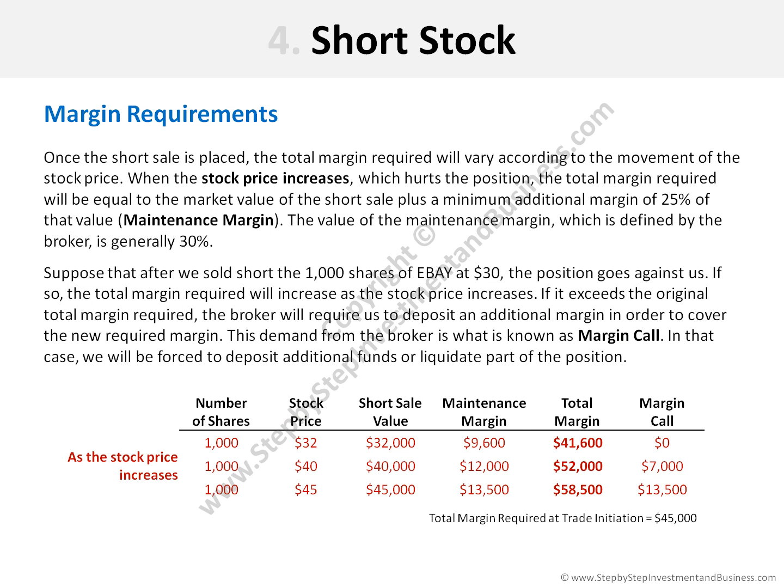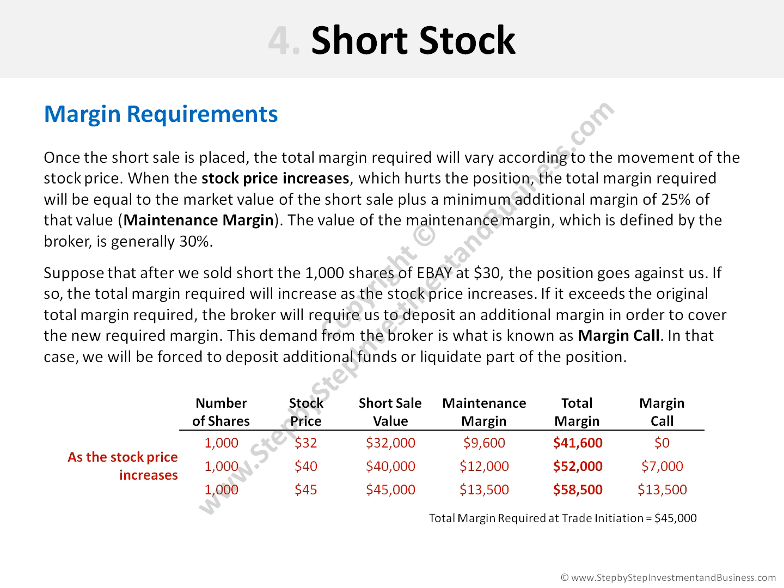Once the short sale is placed, the total margin required will vary according to the movement of the stock price. When the stock price increases, which hurts the position, the total margin required will be equal to the market value of the short sale plus a minimum additional margin of 25% of that value. This margin is called maintenance margin. The value of the maintenance margin, which is defined by the broker, is generally 30%. The minimum is 25%, but brokers typically have a maintenance requirement of 30%.